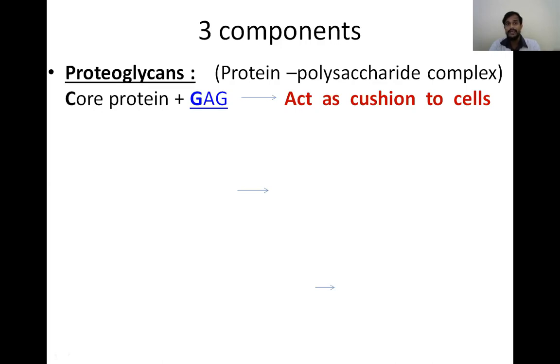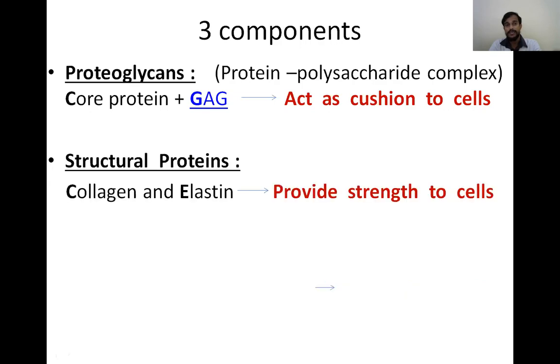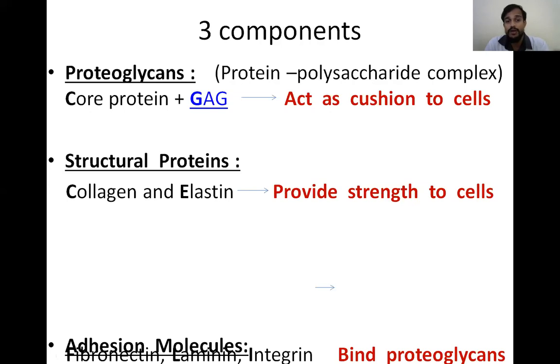And the other component is structural proteins like collagen and elastin. So these provide strength to the cells. So the first one is proteoglycans and the second one is structural proteins, the collagen and elastin. So for these proteoglycans and structural proteins to give strength to the cell, they have to be attached to the cell. So how are they attached to the cell? So that is the third component of ECM, that is adhesion molecules.